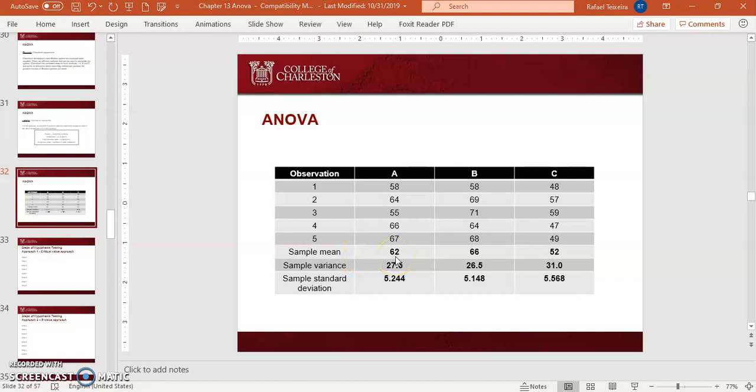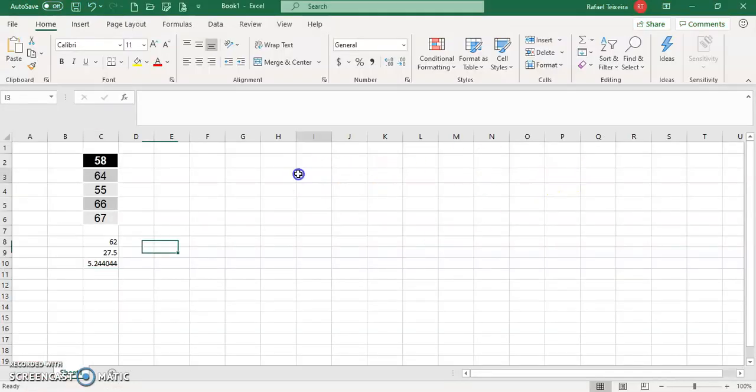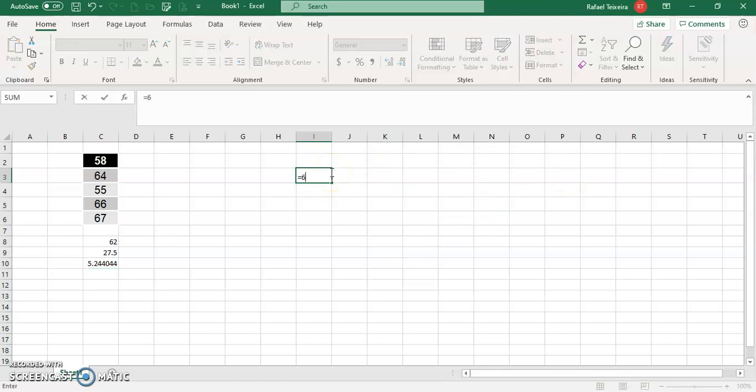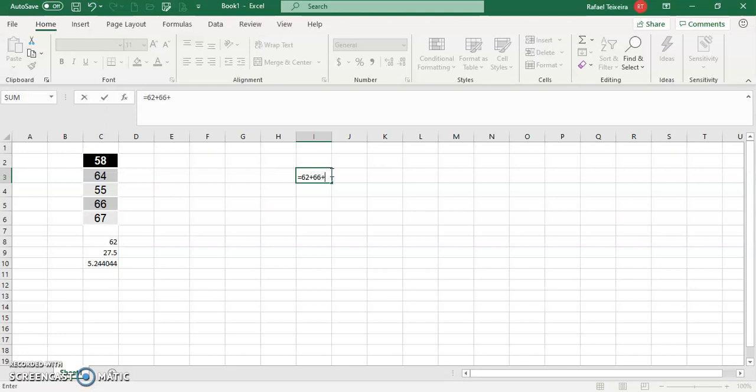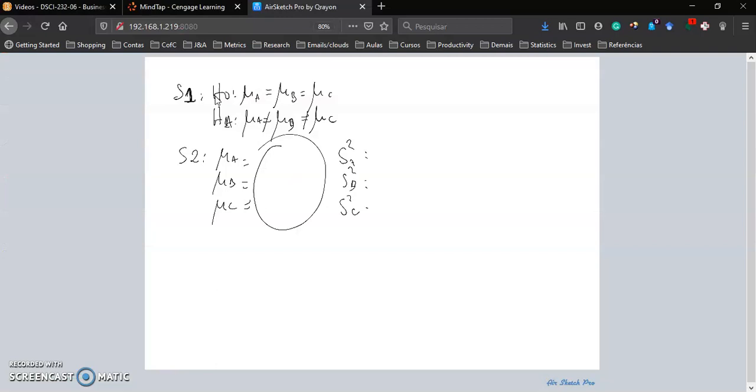So let's do that in Excel. The sample means are 62, 66, and 52. So it's equals 62 plus 66 plus 52, and I have to divide this sum by 3, so I put it within parentheses and divide by 3. That's very important. This is called the mean of the means. Those were the sample means. The mean of the means is 60.